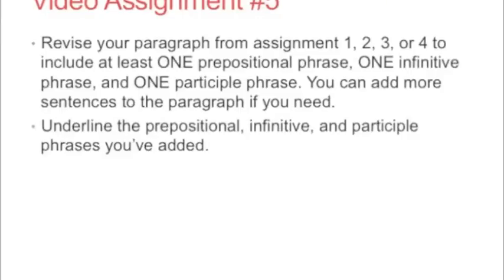And what I would like for you to do now is to revise your paragraph from either assignment 1, 2, 3, or 4 to include at least one prepositional phrase, one infinitive phrase, and one participle phrase. Now, you can add more sentences to your paragraph if you need to achieve this objective. However, I want one of each that I just went over. And I want them underlined so that they're easy for me to see. So underline the prepositional, infinitive, and participle phrases that you included.